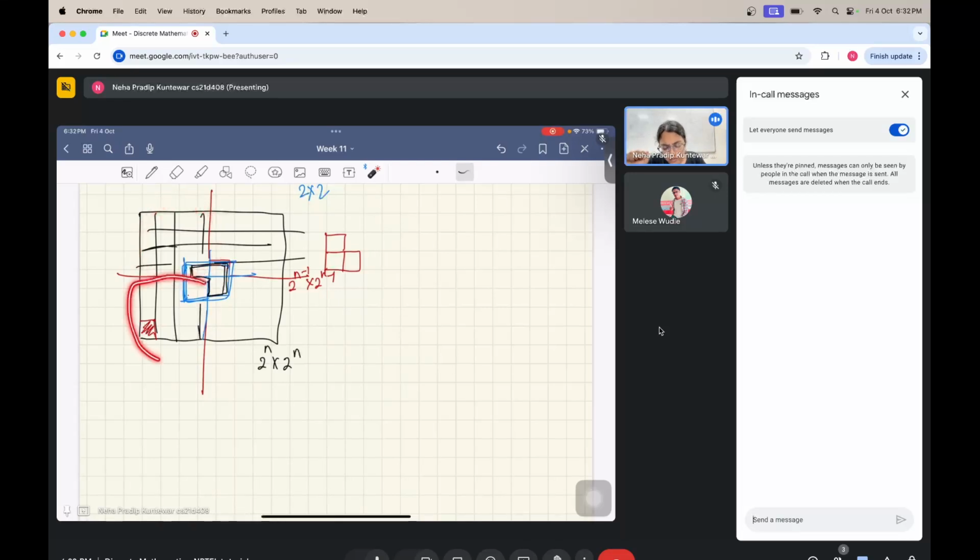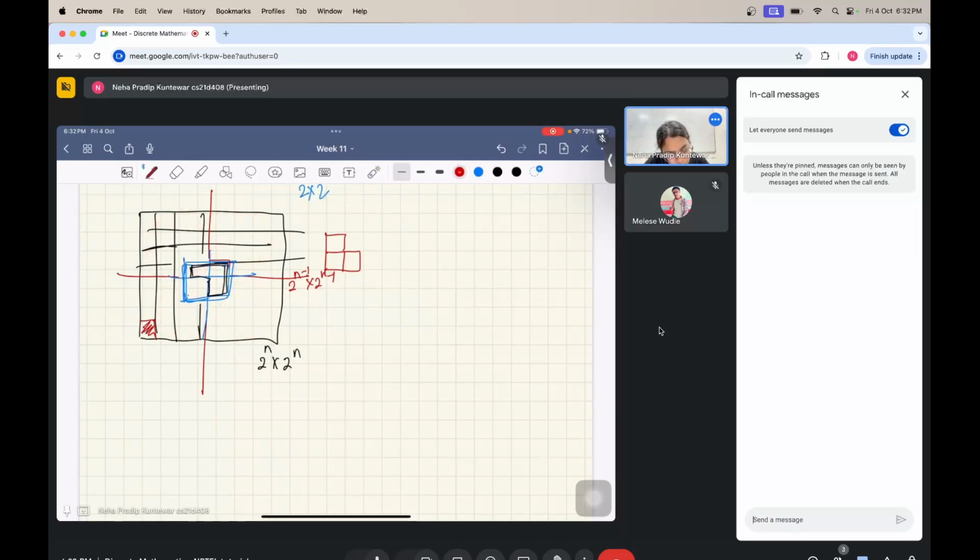And what about this one? For this one, notice that this square is not covered by the L-shaped tile, but we already know that there is a missing square in the entire checkerboard which is lying in this quadrant. So this is already having 2 to the n minus 1 cross 2 to the n minus 1 dimension, where one square is already removed. So now you have four sub-problems which, if you can individually solve, you'll get a solution to the entire thing.